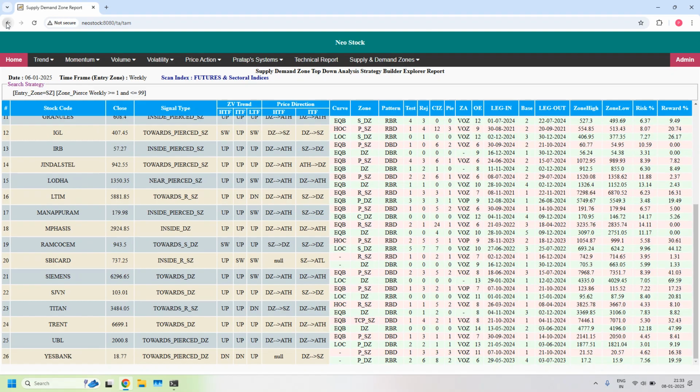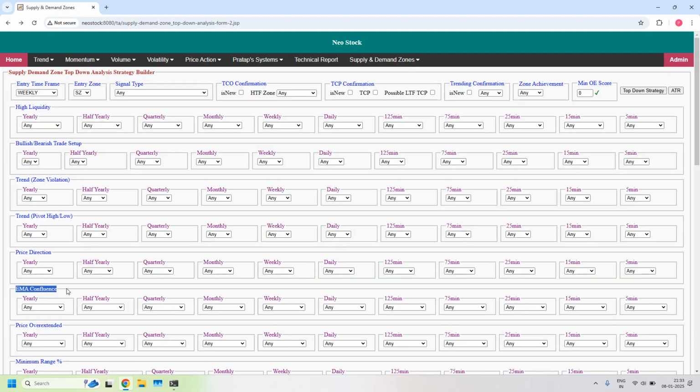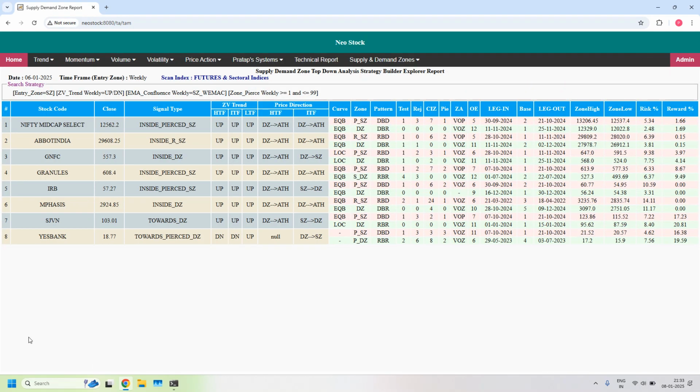We can further filter. So EMA Confluence and weekly time frame, weekly supply zones having weekly EMA Confluence, and the trend on weekly time frame should not be sideways. It can be up or down. Let's filter. We got 8 stocks. These 8 weekly supply zones are having weekly EMA Confluence.